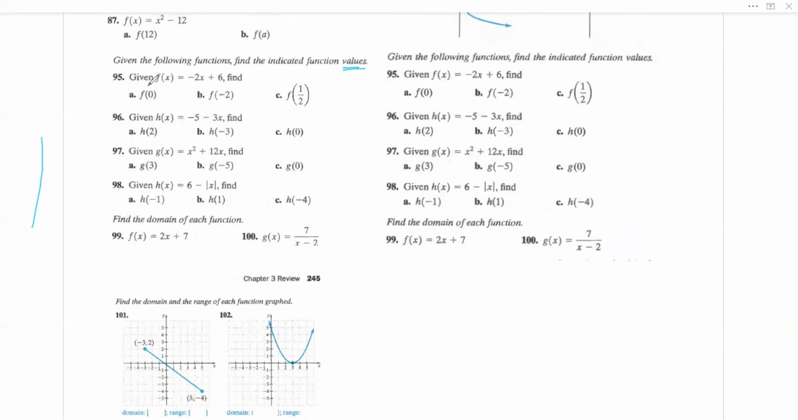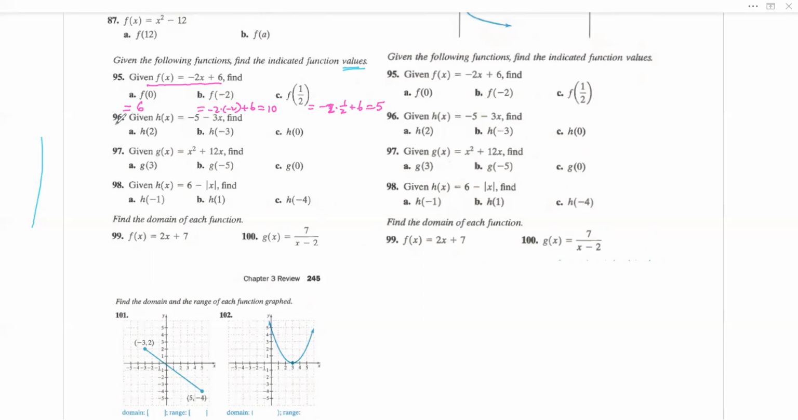So f(0). Given f(x) is already defined here, f(0) equals what? 6, right? Because 0 replaces x here. f(-2): here it's negative 2 times negative 2 plus 6, so 4 plus 6 gives 10, right? f(1/2): negative 2 times one half plus 6, so we get 5, right?